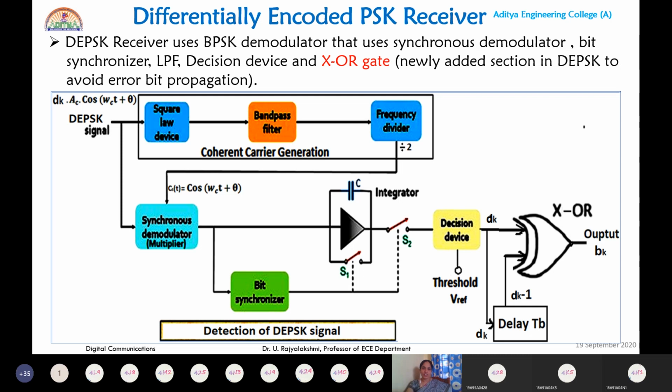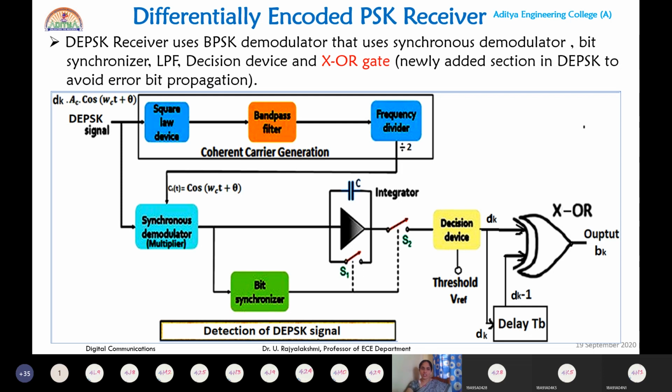Here, using a coherent carrier generator, you can provide frequency or phase synchronization, and you can provide timing synchronization using this bit synchronizer. So the bit synchronizer is used for timing synchronization, because based on the series of pulses generated by the bit synchronizer, the switches S1 and S2 will operate.